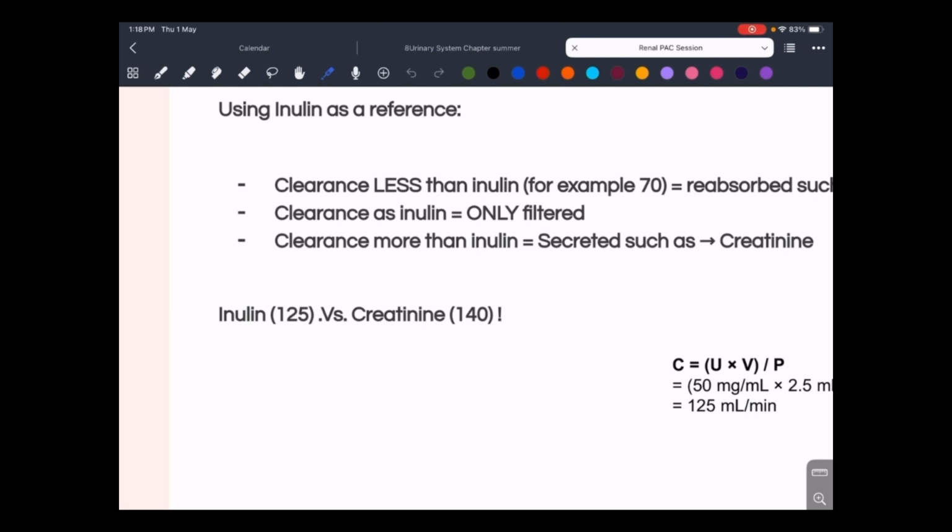But the inulin is an exogenous substance. And it's also very annoying and impractical clinically because you have to give it through IV, and then you have to monitor the plasma concentration, then you have to monitor the urine concentration. But it's a bit annoying.